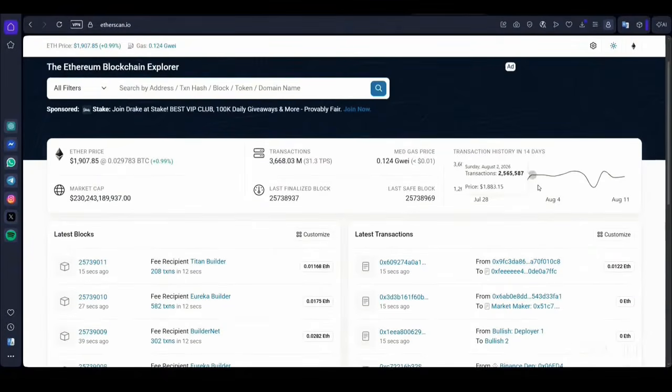Let's start with the basics. What is a blockchain explorer? It is in essence a search engine for the blockchain. Just like Google is for web pages, on Etherscan we can look at blocks and transactions.